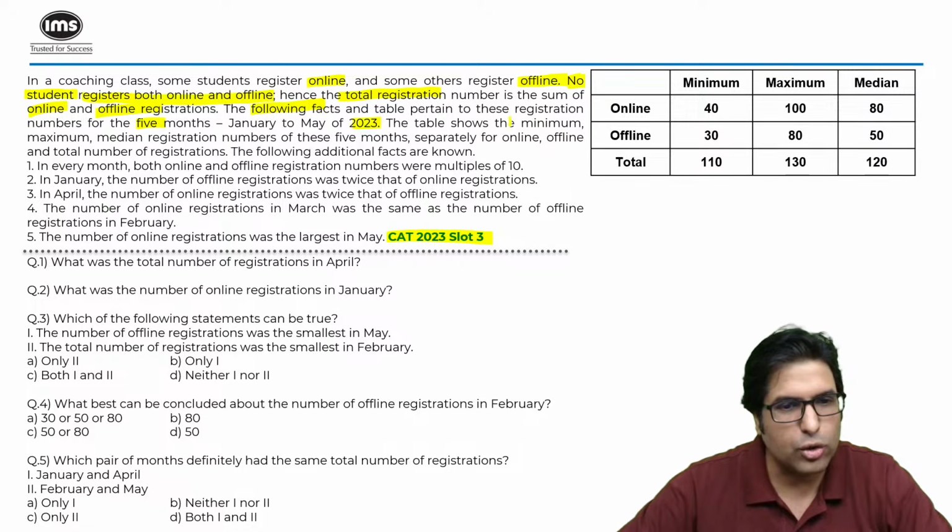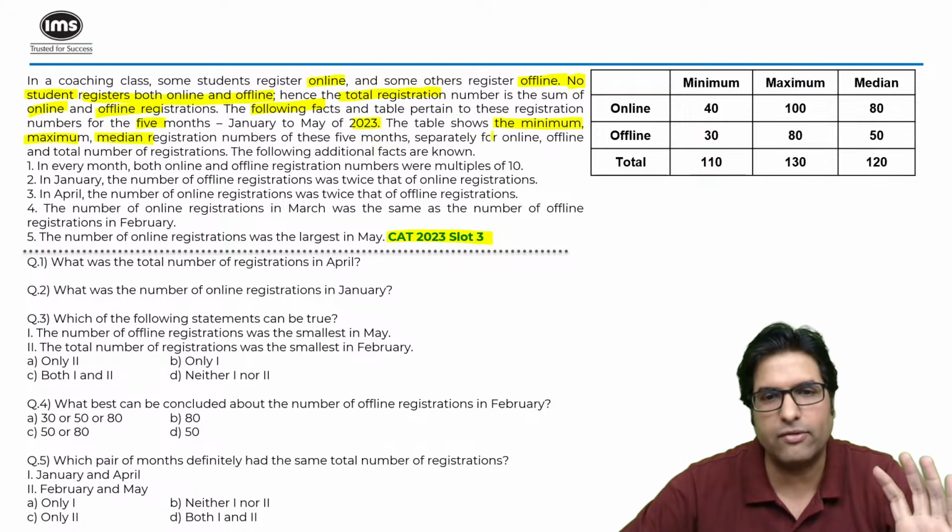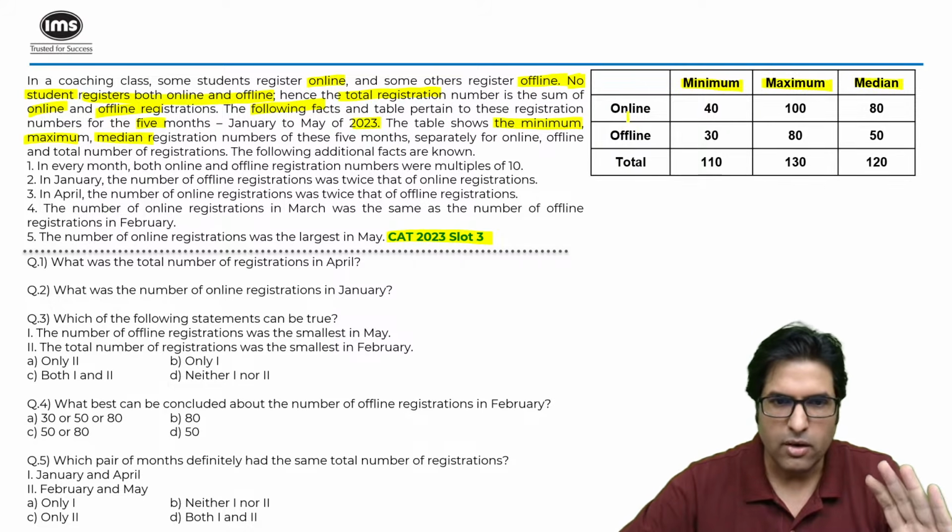The table shows data for 5 months. The table shows the minimum, maximum, and median registration numbers for these 5 months. So you have got the data: minimum, maximum, median for online, offline, as well as total.